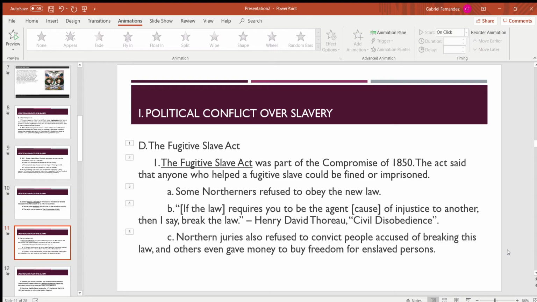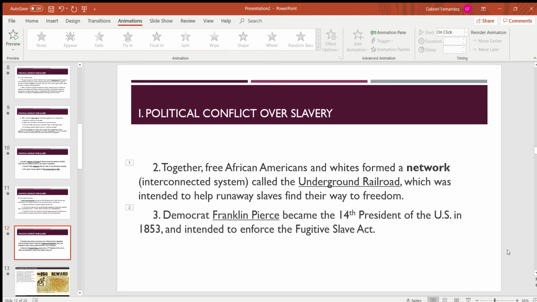There were many people, North and South, that actually wanted to preserve these people's lives rather than continue to keep them enslaved. So together, free African Americans and whites in favor of anti-slavery formed a network, another vocab term, network, an interconnected system. They formed a network called the Underground Railroad, which was intended to help runaway slaves find their way to freedom. Now, if you're in 8th grade and you still think that the Underground Railroad was a literal underground system, I strongly suggest re-education for you.